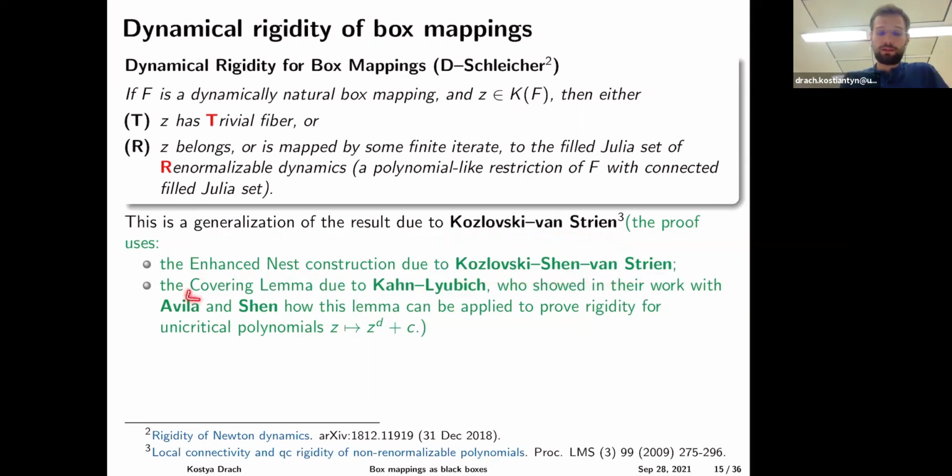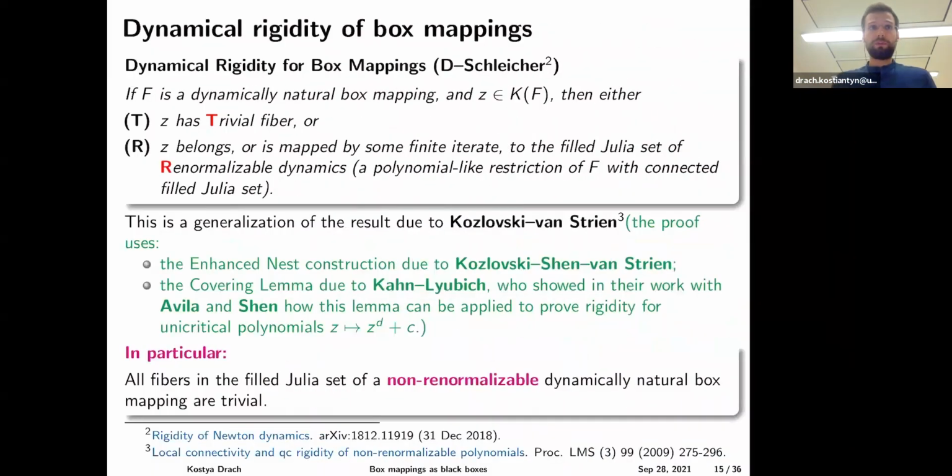And they used an analytic tool, which is a covering lemma due to Jeremy Kahn and Misha Lyubich, who showed, together with Artur Avila and Weixiao Shen, how to use this analytic tool to prove rigidity in the unicritical situation. So these tools together are actually what is under the cover of this dynamical rigidity.